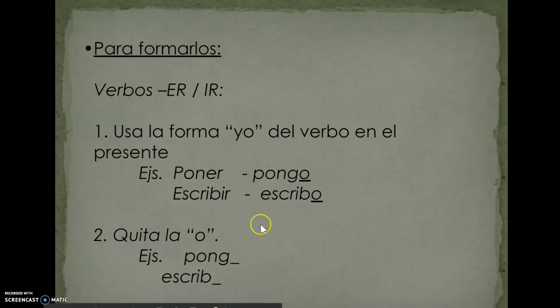Para los verbos ER, IR. Once again, you're going to start off with la forma yo del verbo en el presente. And you'll note that for an ER verb here, I started off with a yo-go verb, as you've heard them called. Pongo, to put. So poner, yo pongo, and escribir, we start off with escribo. You get rid of the O, which means that for poner, you have pong, and for escribir, you have escrib.